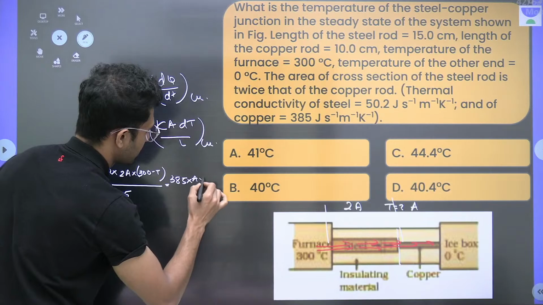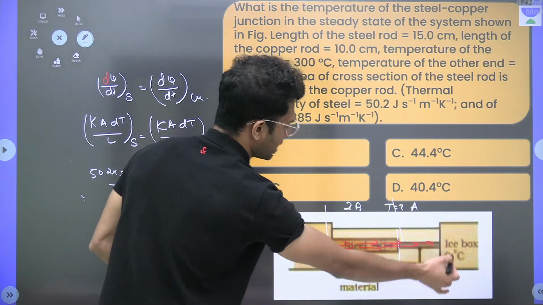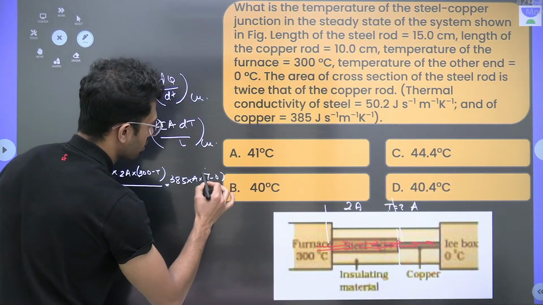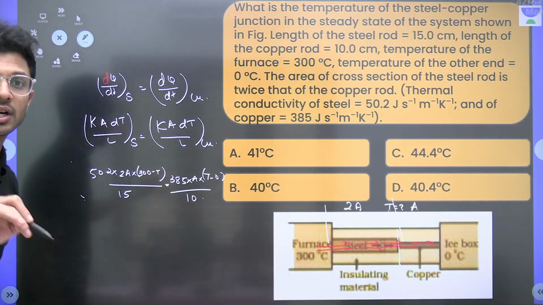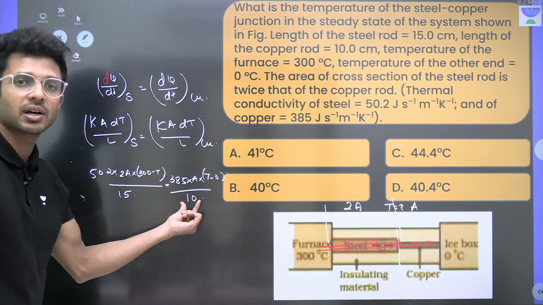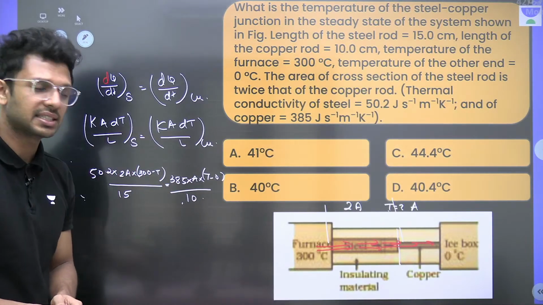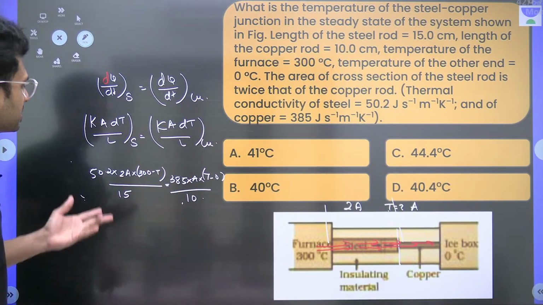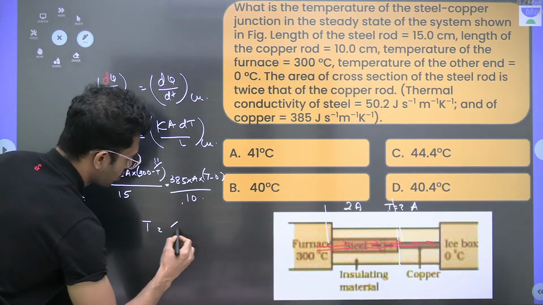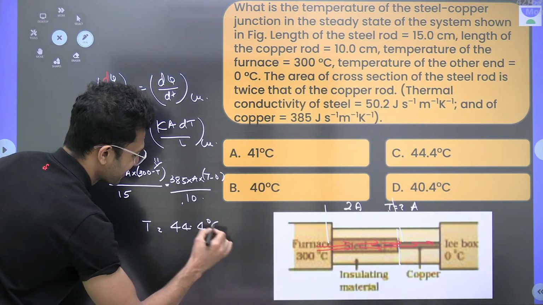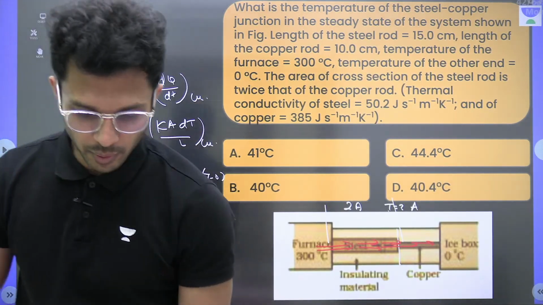Area of copper, let's put it as A itself. Change in temperature of copper: this end of copper is T, the other end is 0. So T minus 0 by the length of copper, which is 10. We are not converting from centimeters to meters because we are just doing a comparison equation, so whatever conversion we make on both sides will automatically cancel. So we have this set of formulas to solve. The only unknown is T. I know that you guys are super fast in solving mathematics, isn't it? Once you solve, we will get option C, which is 44.4 degrees Celsius.